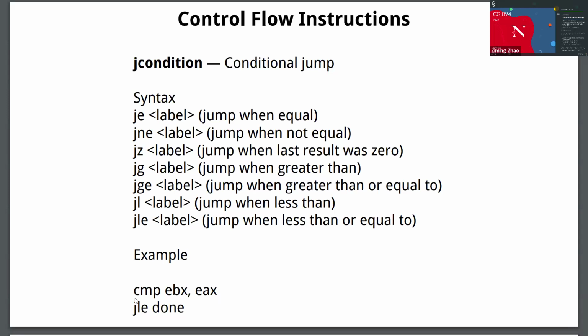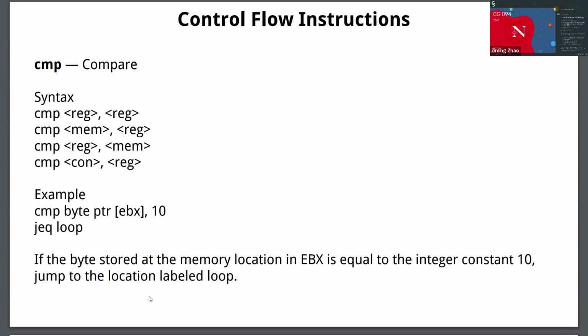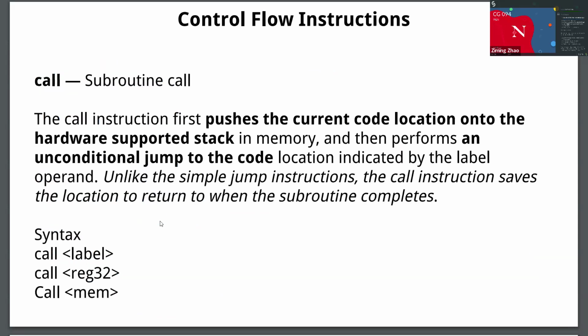For example, here, we compare two registers, EBX and EAX. We compare which one is bigger. So then we jump less or equal. If it's less or equal, we're going to take this jump. Otherwise, we just fall through to the next instruction. The purpose of the compare instruction is to set the flags in registers. So we compare the value of something, then later, based on that, we can make control flow decisions.